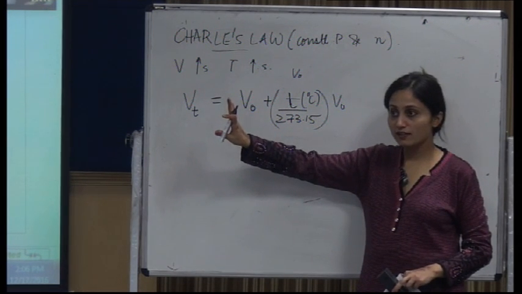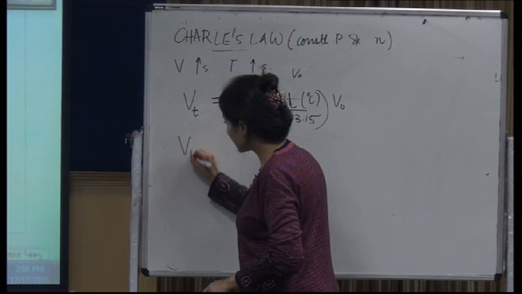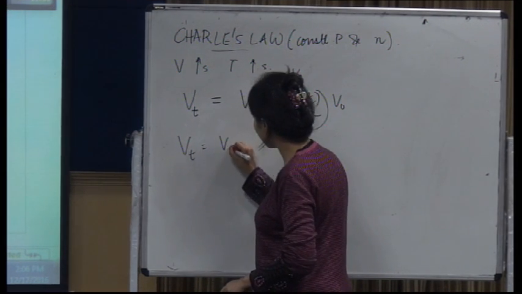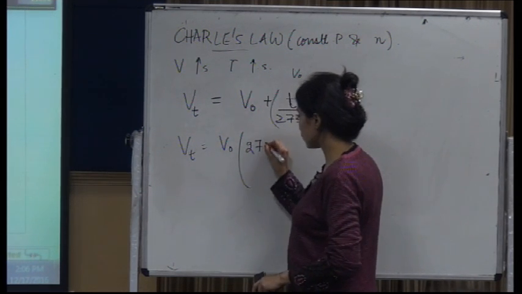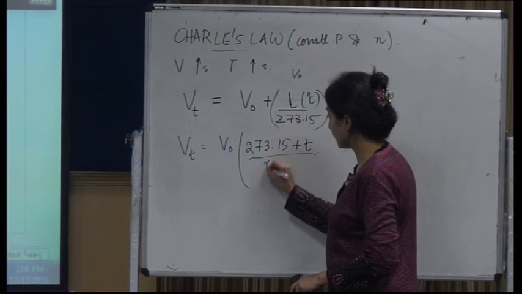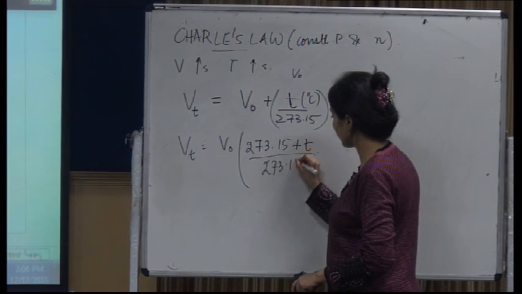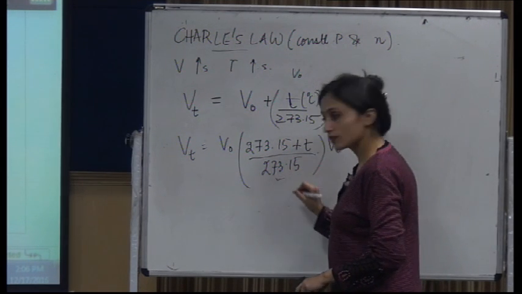Clear with that? Now what happens? Keep looking, no need to write. I'll give you time to write. This Vt can now be written as V naught into 1 plus, I'm just shortening it up, T divided by 273.15, into V naught.